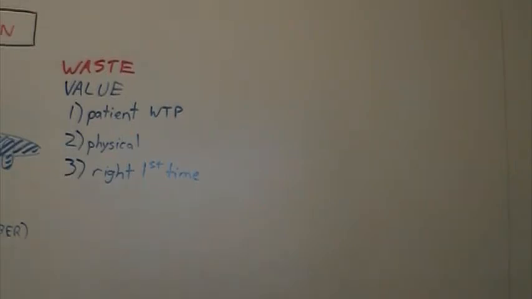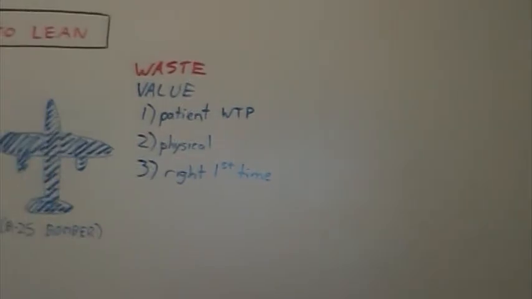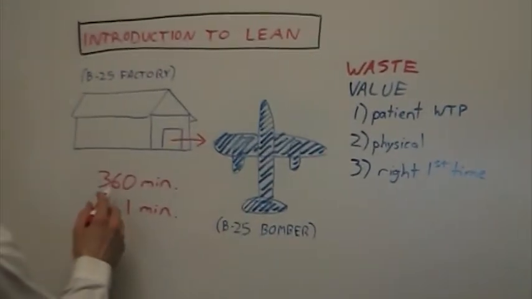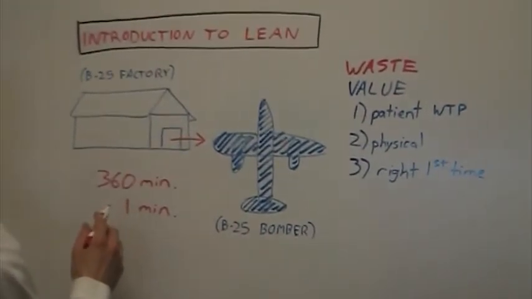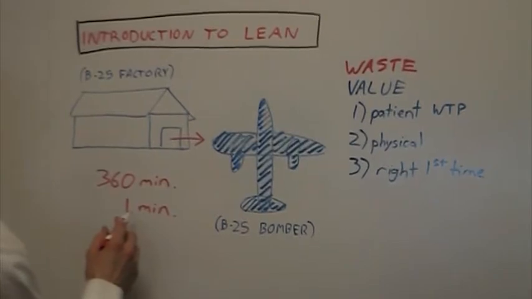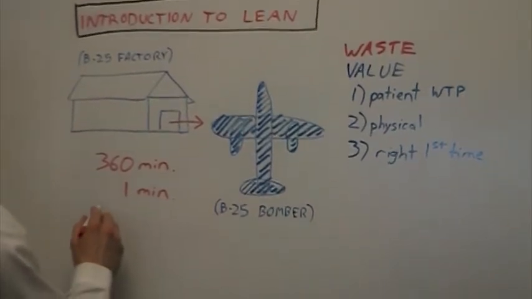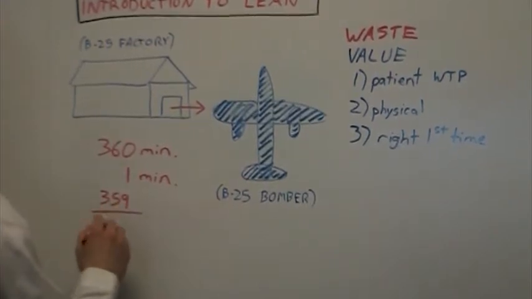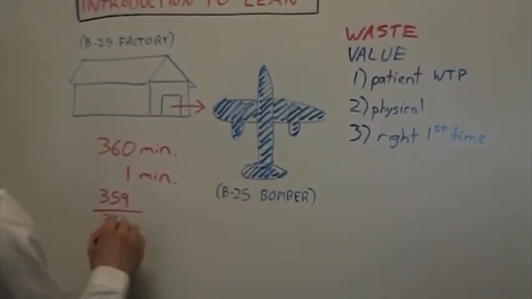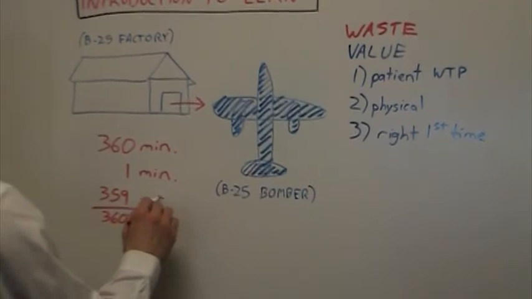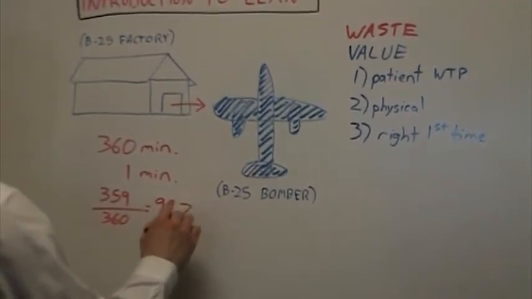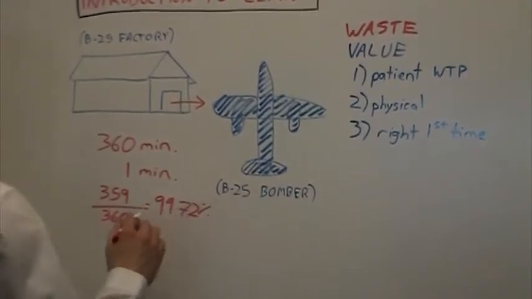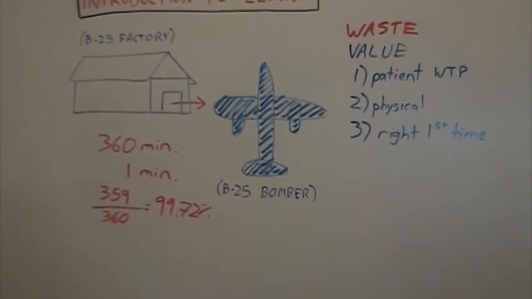Now, I realize that's a very bold claim, but let's come back and look at this B-25 bomber example. Initially, they were building them in 360 minutes, but we know that they only require 1 minute. So that means there are 359 minutes of waste. And when we divide that by 360, we get 99.72% of all their time and activities are wasted.